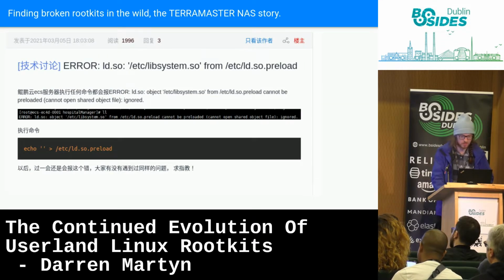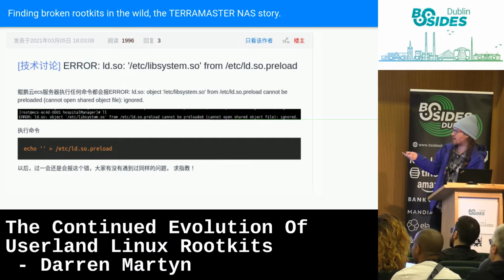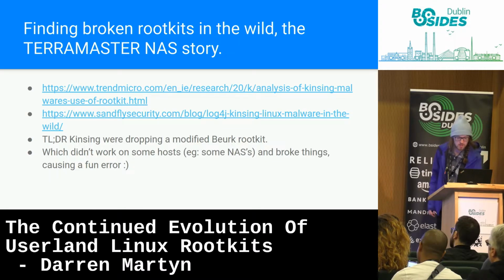I also found references on random Chinese forums to people saying, hey, I'm getting this weird error, here's how to fix it. And I was like, okay, clearly somebody has tried to use this libsystem.so rootkit in the wild quite, what would be the word, generously, I guess. They've spread the love around a bit. So it turns out that it was the Kinsing group. And the specific rootkit they were using was a modified version of one called Bjork, which is open source. And it just didn't work on some hosts because they compiled it for the wrong architecture because they're complete idiots.